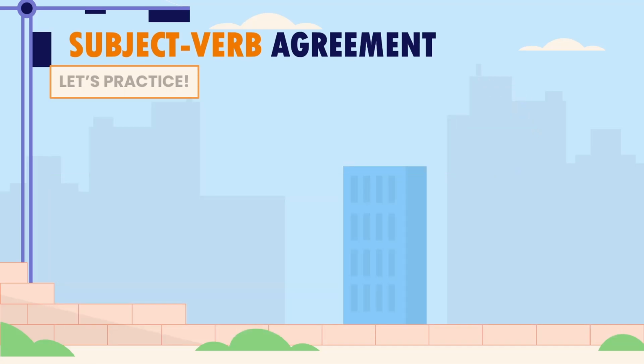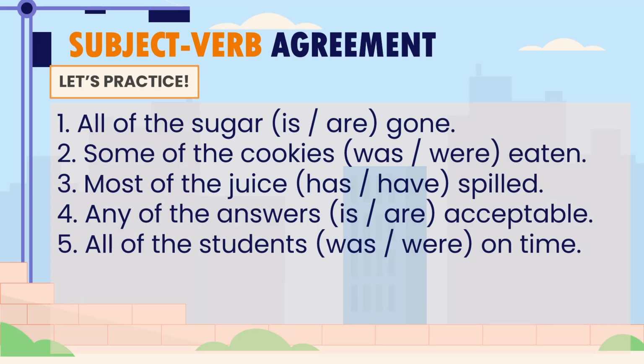Next, let's practice. All of the sugar is or are gone. Your answer is is, because sugar as our subject is an uncountable noun. That's why we take is as our singular verb. Next, some of the cookies was or were eaten. Our focus here is the cookies, and cookies are countable. That's why we take were. Next, most of the juice has or have spilled. Our answer is has, because juice is an uncountable noun.